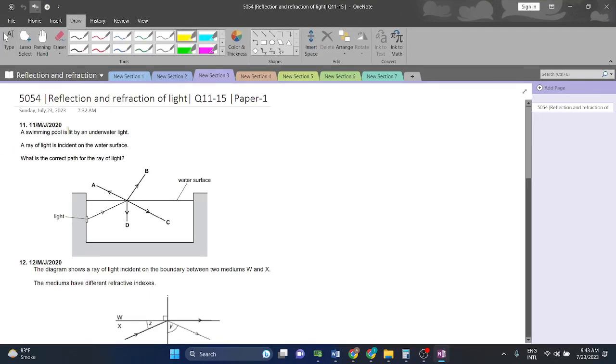Question 11. A swimming pool is lit by an underwater light. A ray of light is incident on the water surface. What is the correct path for the ray of light? अच्छा, first and foremost, the most important thing is that we have to make a normal, otherwise आंसर गलत हो सकते हैं, right? तो we have to make a normal in order to ensure the mark.